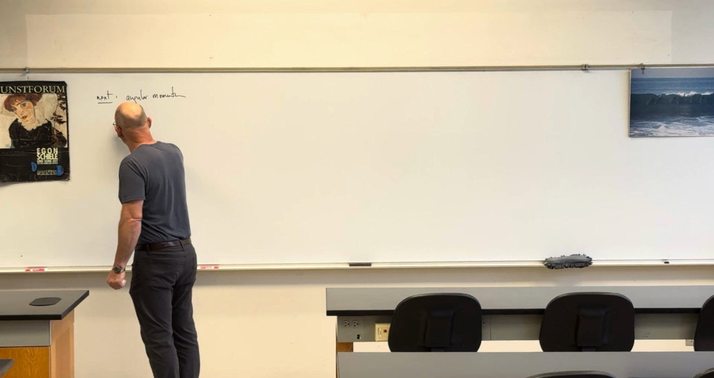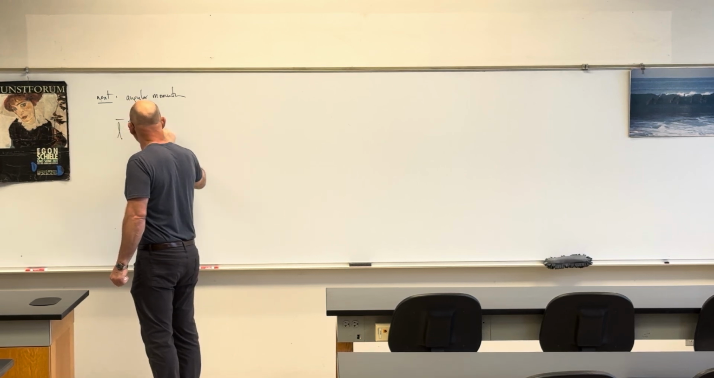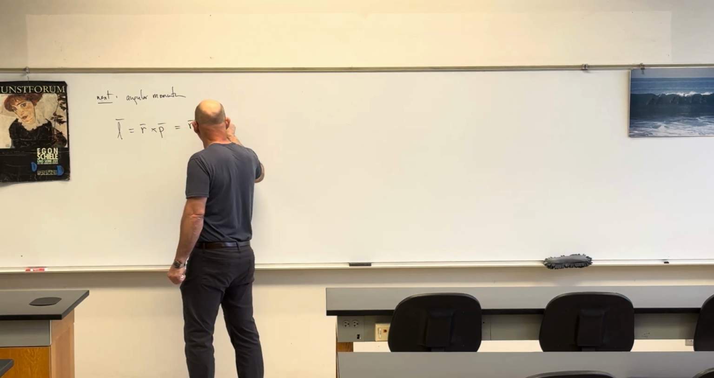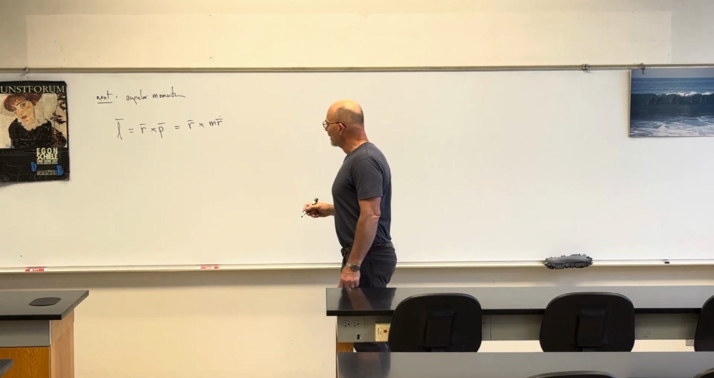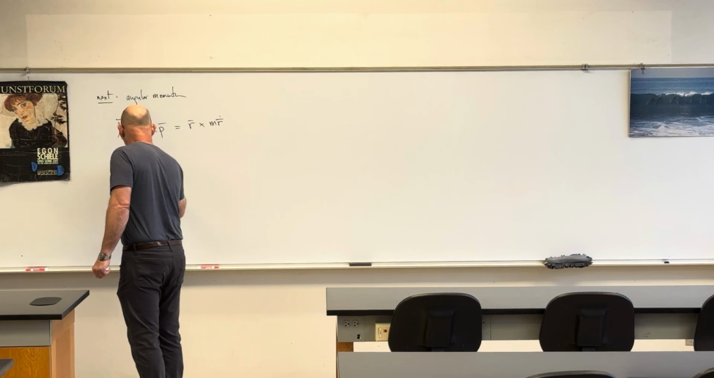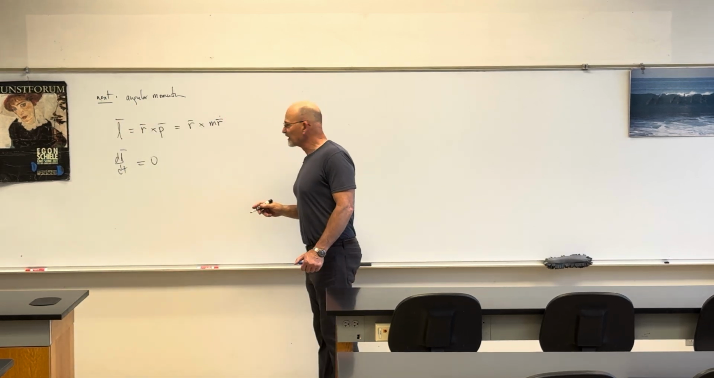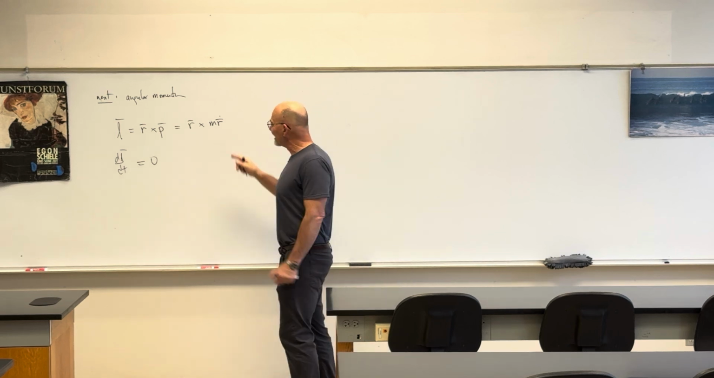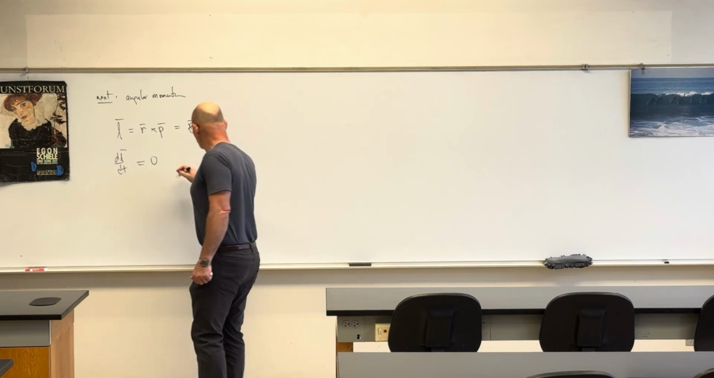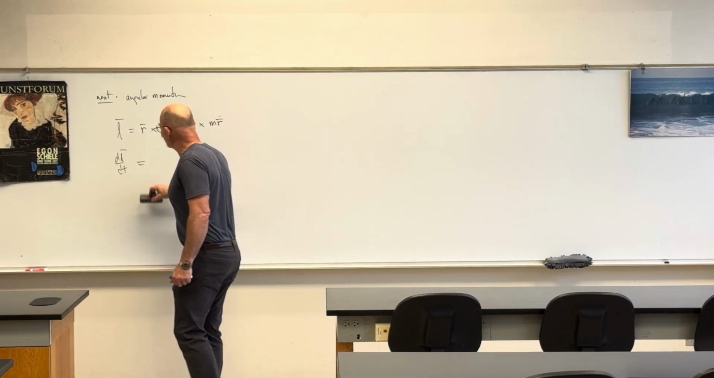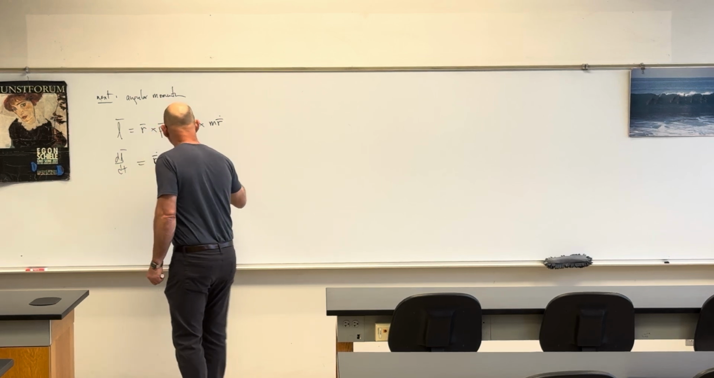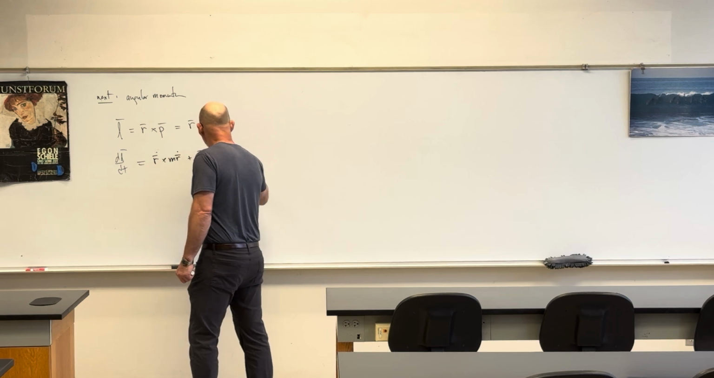And there, L is r cross p, and in our case, r cross m r dot, we can use those. And we showed that dL/dt was equal to 0. I showed you that proof. It had to do with the fact that it is a central force. Well, let's do it anyway. We're doing all these things. dL/dt equals r dot cross m r dot plus r cross m r double dot.